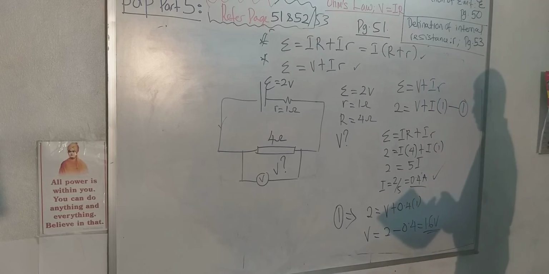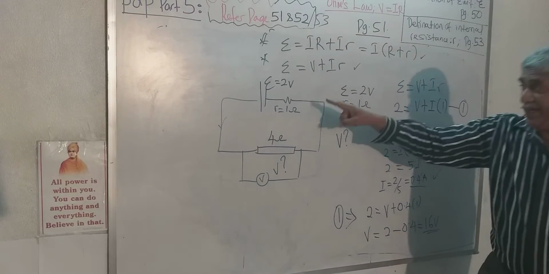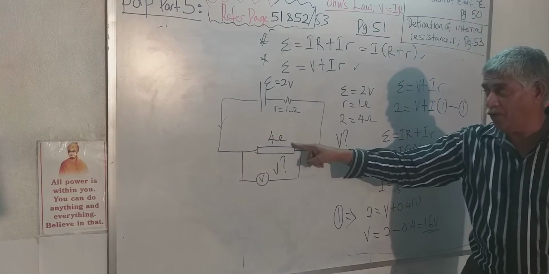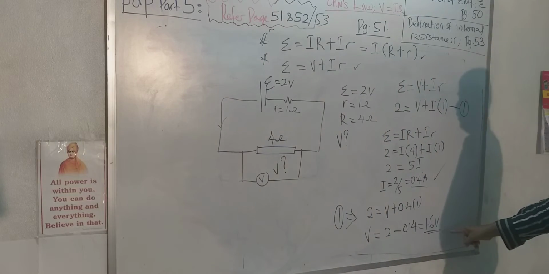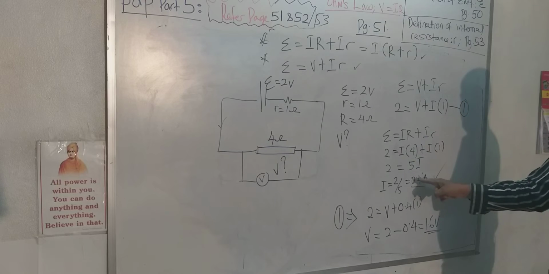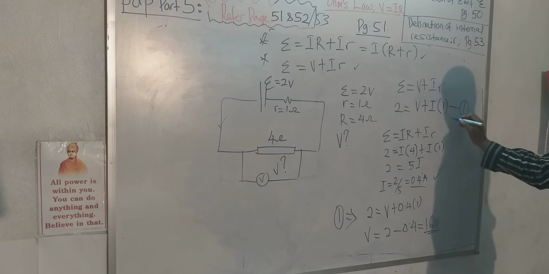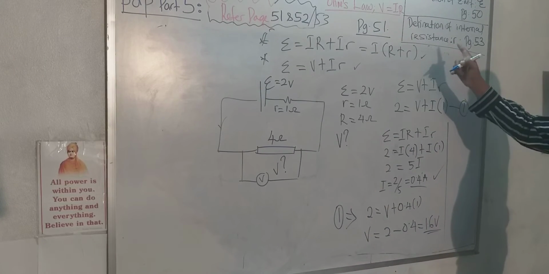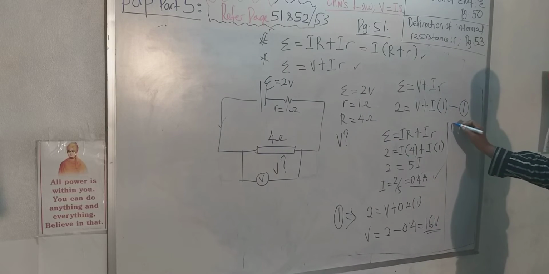Okay, that means when I open the circuit I get 2 volt. When I put 4 ohm and I close the circuit I get 1.6 volt. So how much voltage loss? Voltage loss I already gave you just now. I told you voltage loss.